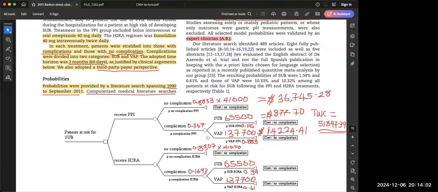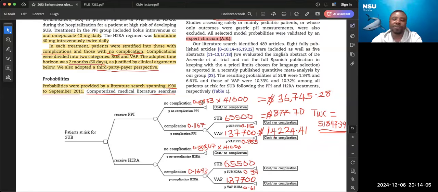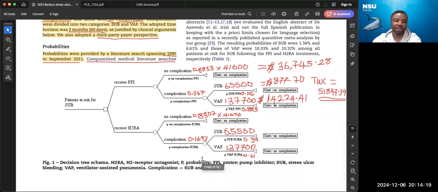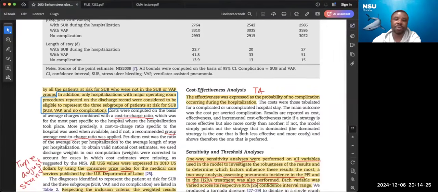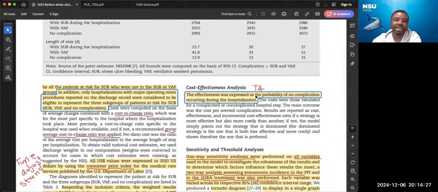So which one is more effective? If you are comparing, PPI. Yes, the PPI is the most effective one because it's able to prevent stress ulcers in more people than those with the H2 arrays. So that is our outcome, and this is a clinical outcome. I've said that already. This is where I had that information from. He said the effectiveness was expressed as the probability of no complication. Remember that here, they didn't talk about any cost per complication, cost per something. They just said complication. So it's the probability of no complication. They didn't add any cost.